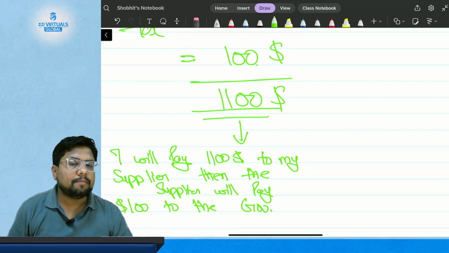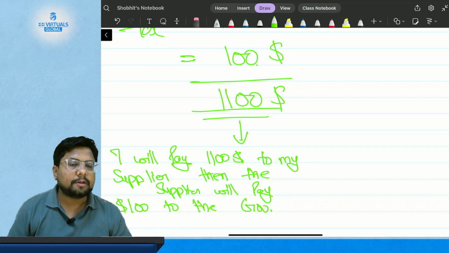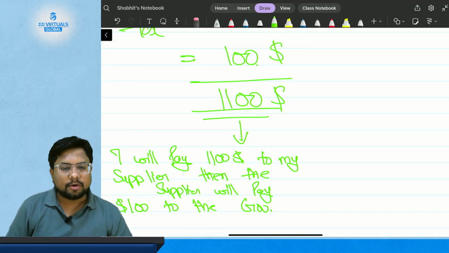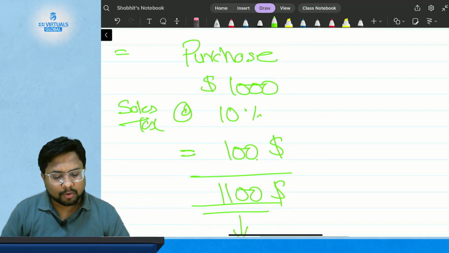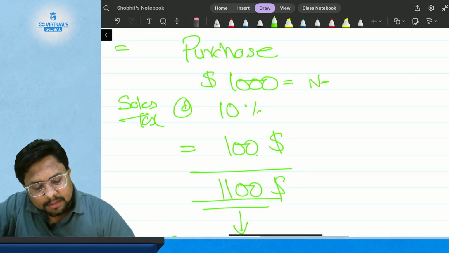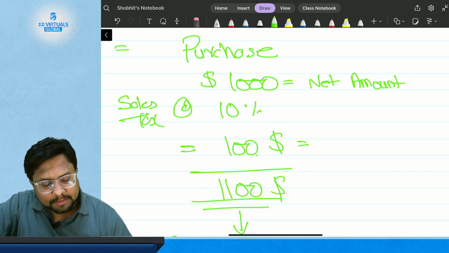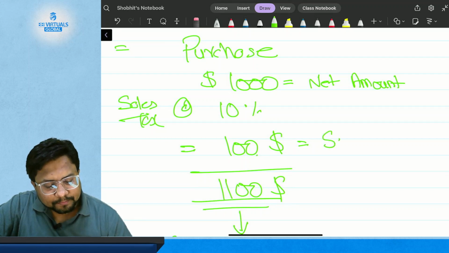So what is left with him? $1000. And what has the government got? The government has got $100, and I have paid $1100. Okay, so this amount is known as the net amount, whereas this tax amount is known as sales tax.